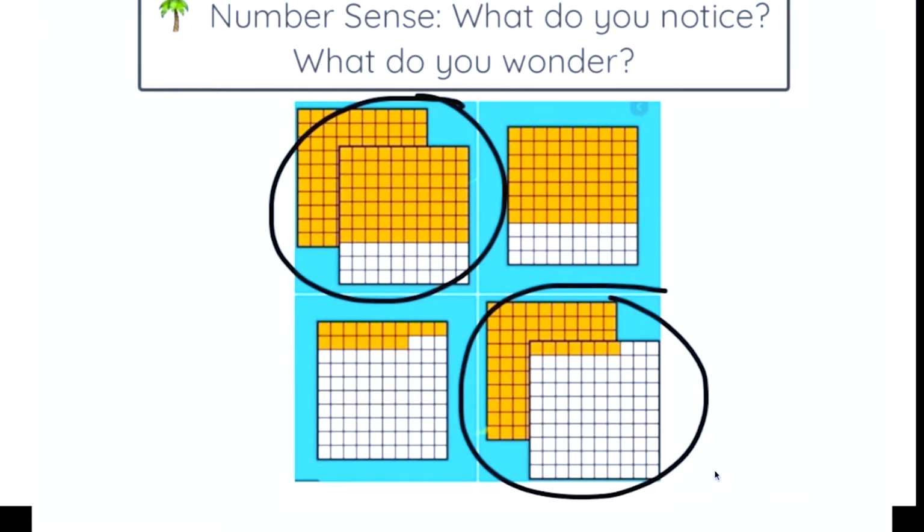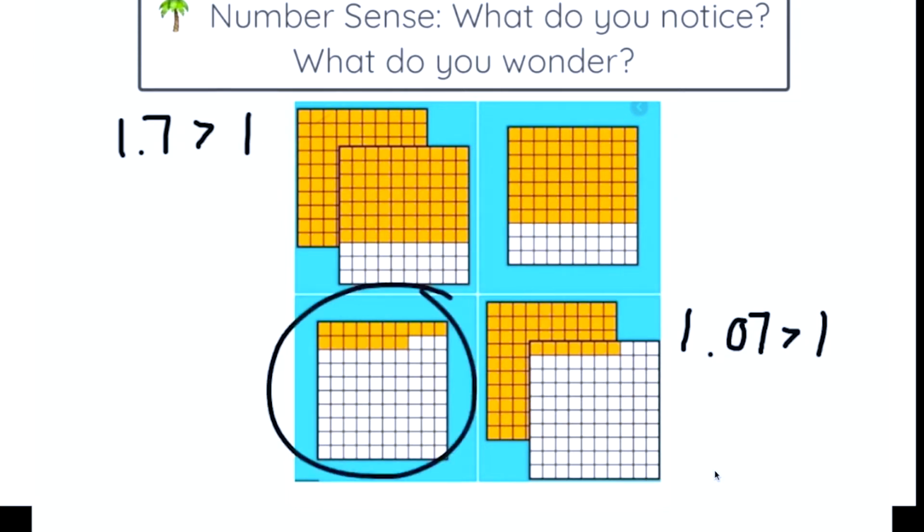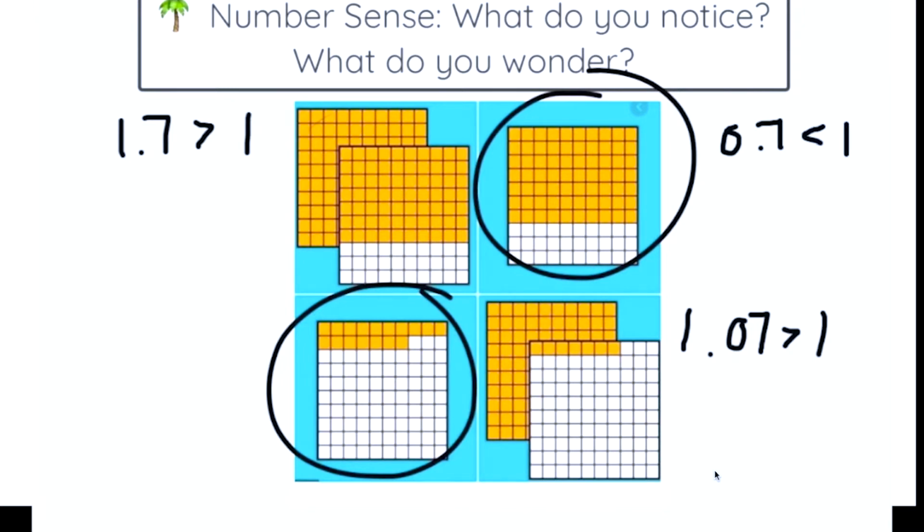This value in the top left is 1 7/10, which is greater than 1. And this value in the bottom right is 1 7/100ths, which is also greater than 1. The other 2 values, here and here, are both less than 1. The value of the grid on the top right is 7/10 or 70/100ths, and that is less than 1. And the value on the bottom left is 17/100ths, which is also less than 1.